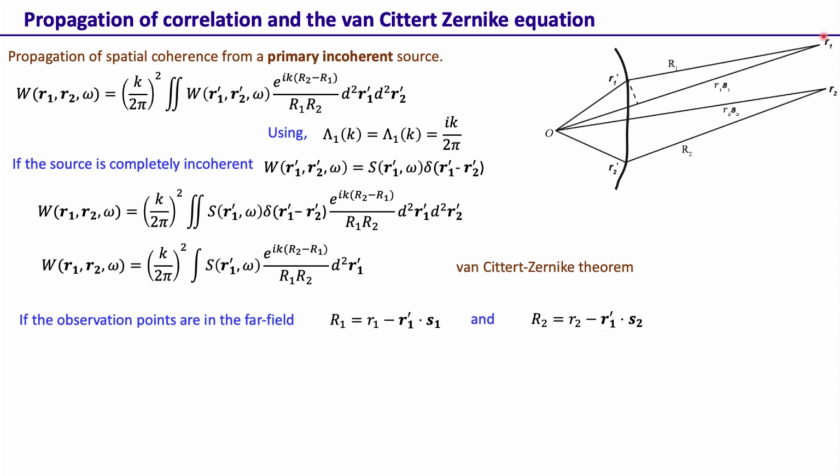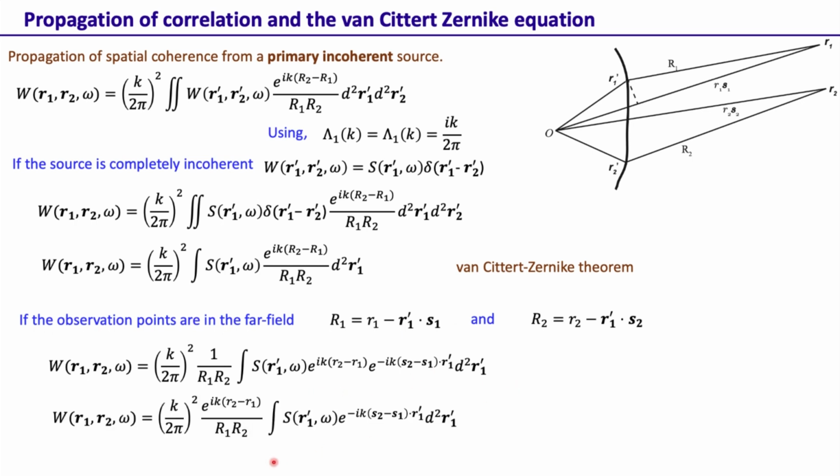So this is for when R1 and R2 are in the far field. In this case, we can simply write this R1 R2 omega, we just replace R2 R1 by this quantity, and this is the form. With this R2 R1 we can actually take out, and that's the form of the equation we have, and this is called the far field Van-Sittert-Zernike theorem.